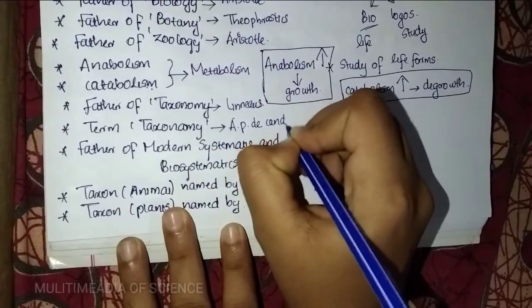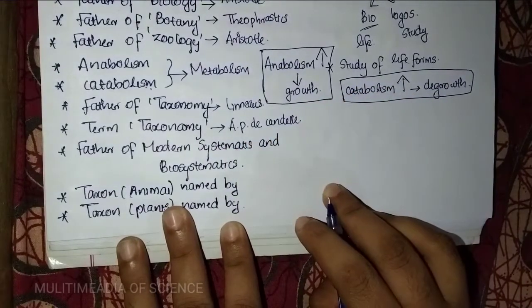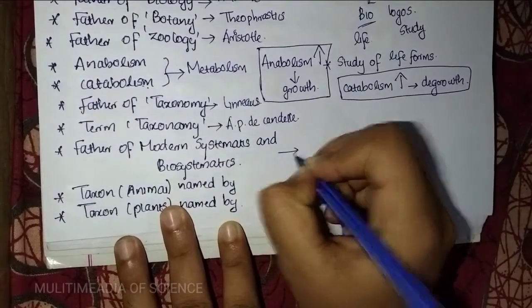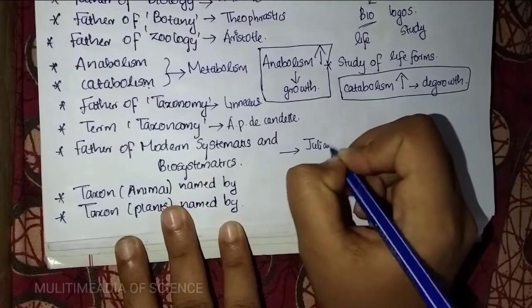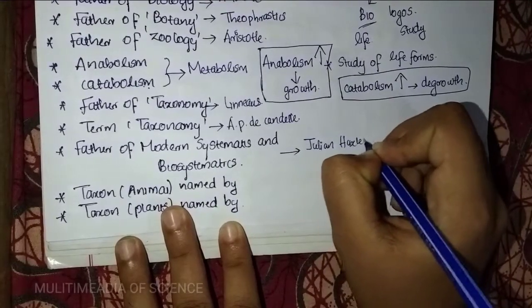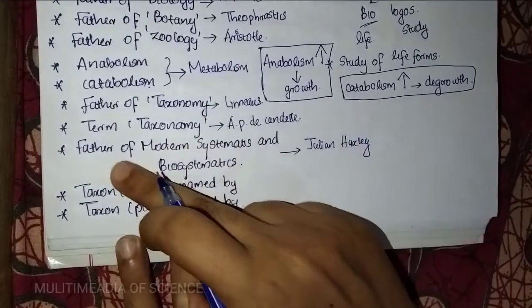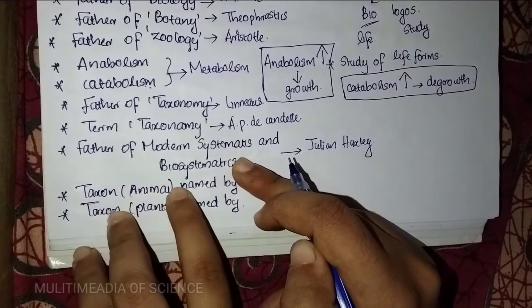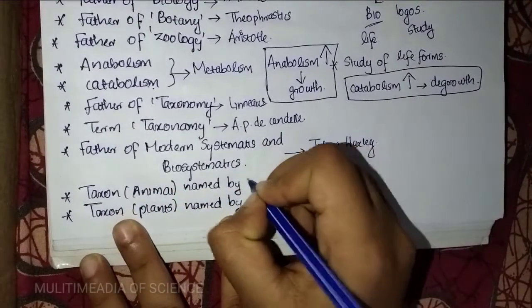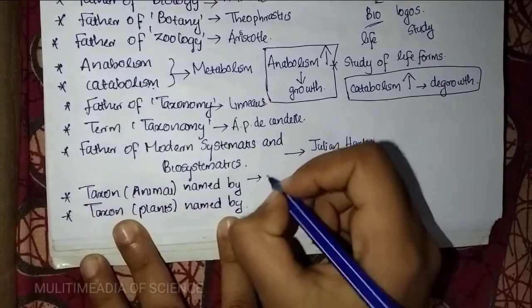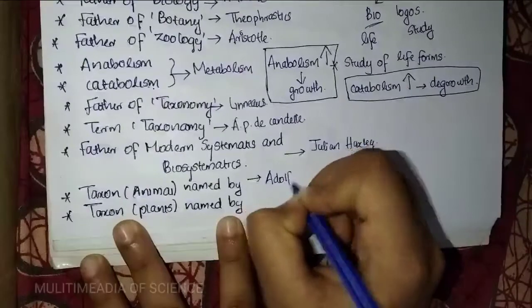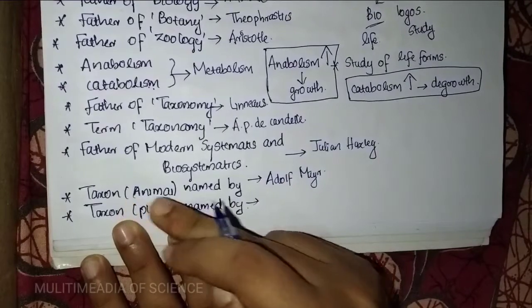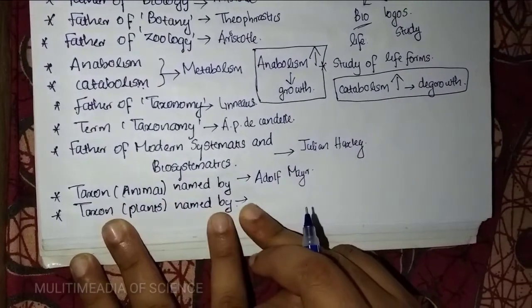Clear? Then father of modern systematics and biosystematics. It is Julian Huxley. Julian Huxley is the father of modern systematics and biosystematics. Then the taxon animal was named by Adolf Meyer. Then the taxon plant was named by H.T. Land.